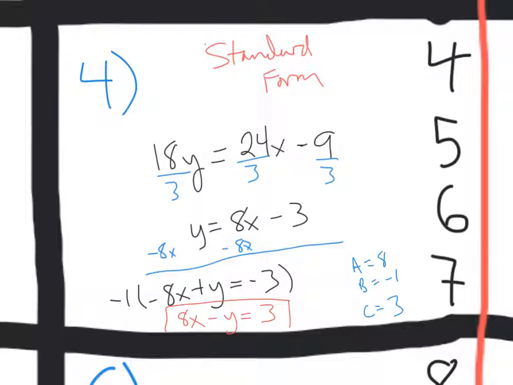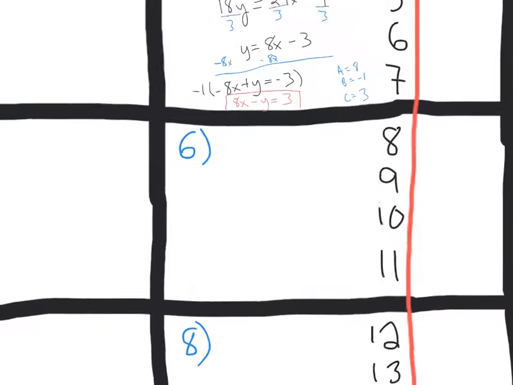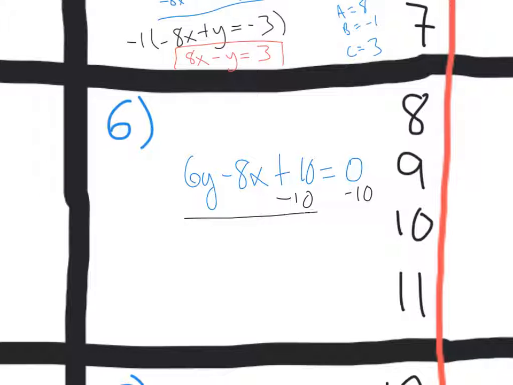Alright, let's try out number 6 now from the same page. Number 6 has this 6y minus 8x plus 10 equals 0. Okay, for this one we actually just need to move our c over to the right hand side to get this in standard form, and we also need to move this guy to the front. So basically our new equation is negative 8x plus 6y is equal to negative 10.